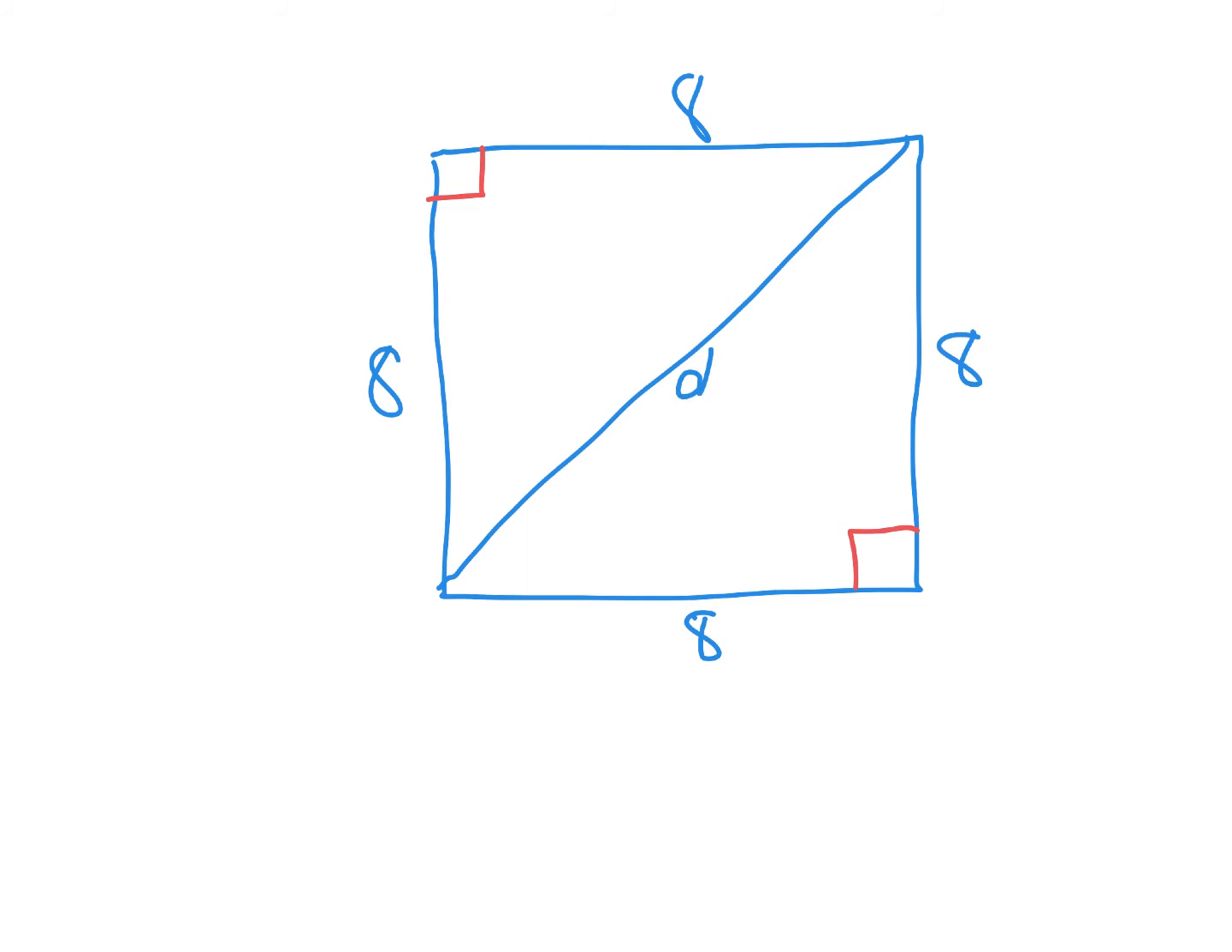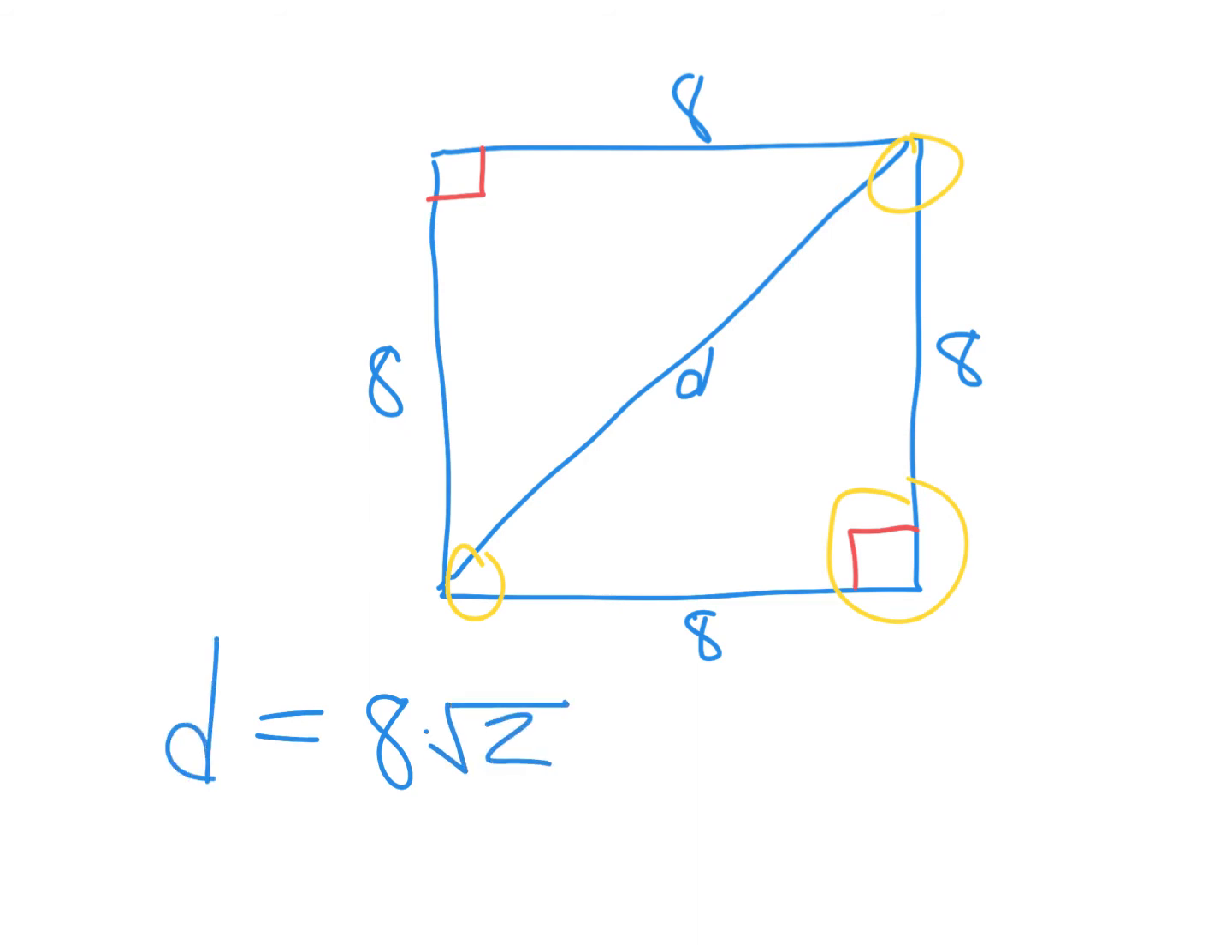So D, what measurement is D? What part of the triangle is that? Hypotenuse, very good. So do we know what kind of triangle this is? 45-45-90, yep. So we can use the rule that the hypotenuse equals, what's the leg length? 8. And what's the rule, times the square root of 2. So is that the measurement for D? Yeah. There you go.